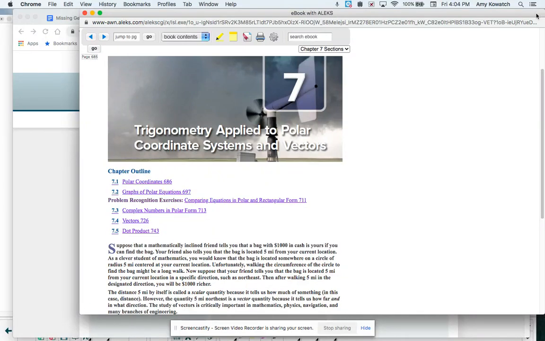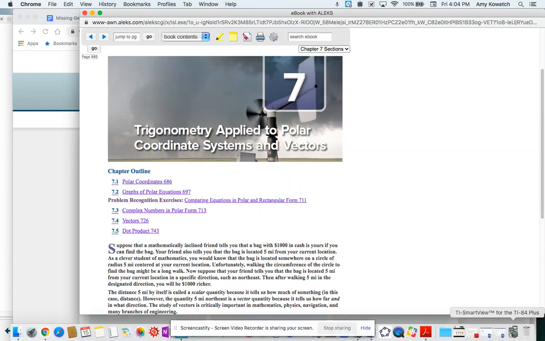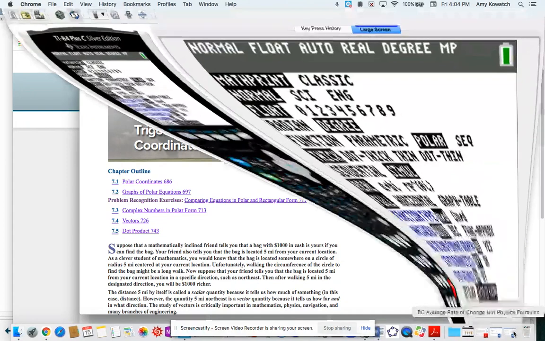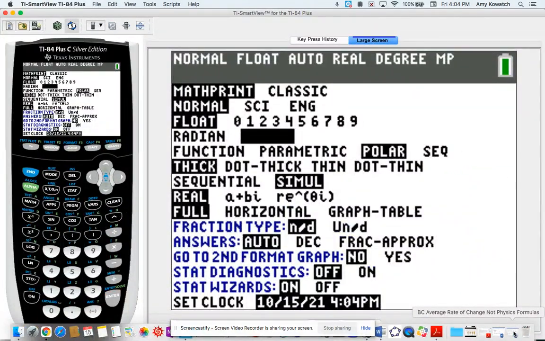Welcome to Module 3, Chapter 7, Polar Coordinates, Polar Graphs, and Vectors. This is some of my favorite stuff. We definitely do this in Calculus BC. Let me show you your calculator first to let you know that you do have a polar mode.